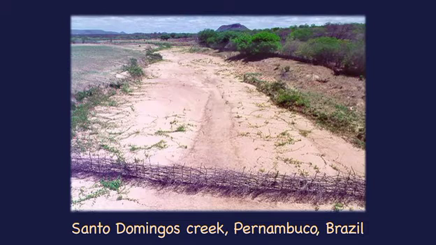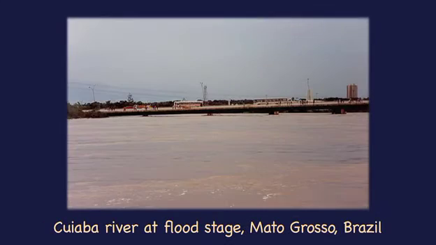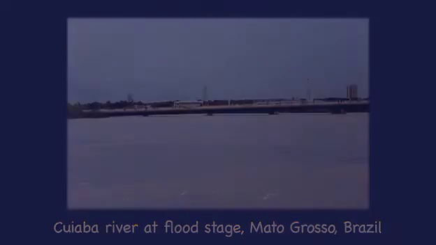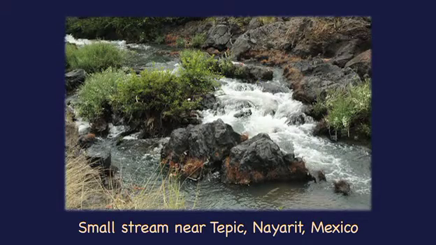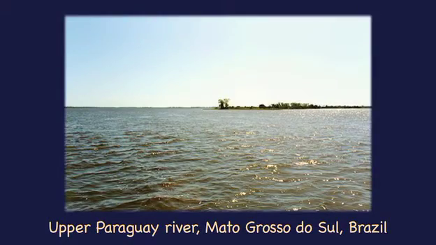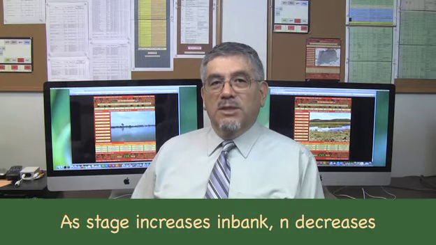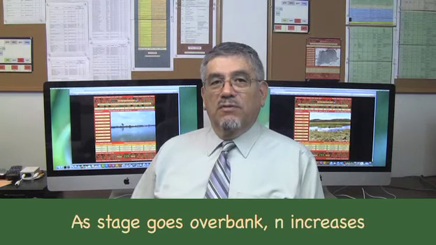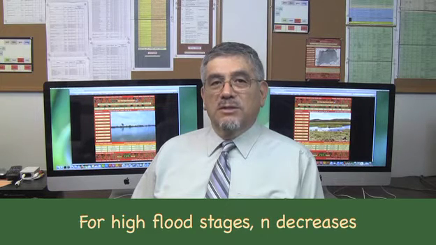The presence of obstructions, whether natural or human-induced, increases Manning's n. Log jams and bridge piers increase n. In shallow channels, relative roughness increases, increasing Manning's n. Conversely, deep channels may have lower values of n. In natural channels, friction varies with stage and discharge, affecting the value of Manning's n in a roundabout way. As stage increases while the flow is in bank, n decreases. As stage goes over bank, n increases. For high flood stages, n decreases.